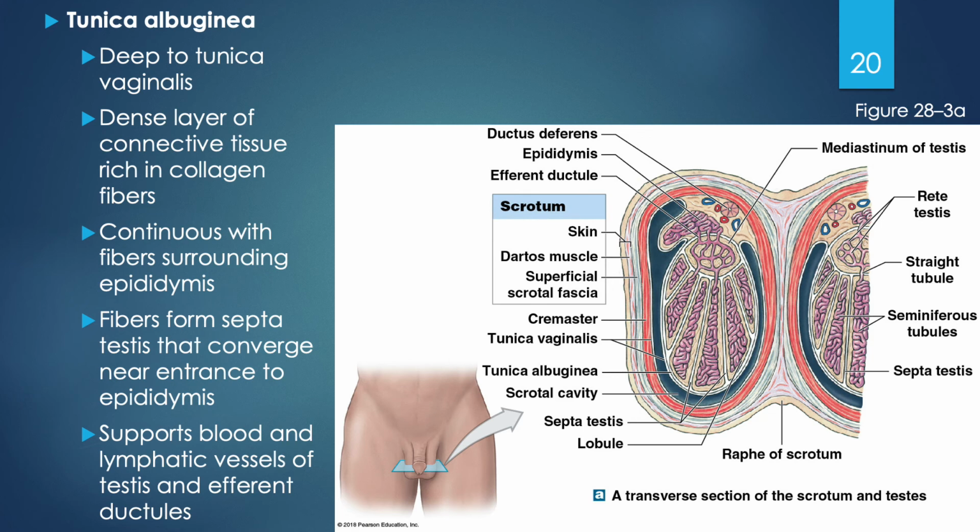This is continuous with fibers that surround the epididymis, and the fibers from this will form the septa of the testis that converges upon the entrance to the epididymis. The tunica albuginea is also responsible for supporting blood and lymphatic vessels of the testis and also of the efferent ductules.